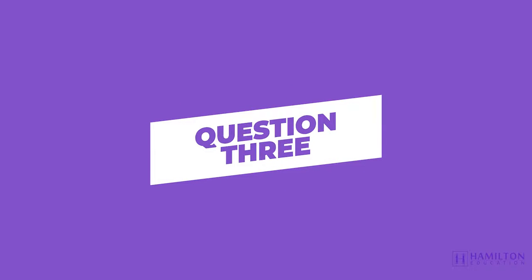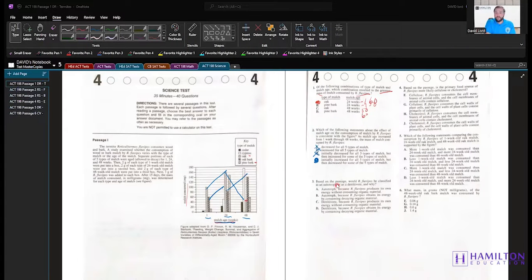Question number 3. Based on the passage, would R. flappies be classified as an autotroph or a detrivore? And why? So, I don't know what an R. flappies is, and you may not know what autotrophs or detrivores are, so we're going to look at both of those topics. Looking at the passage, it says the termite consumes wood and bark. A study examined whether the consumption of wood and bark mulch by R.